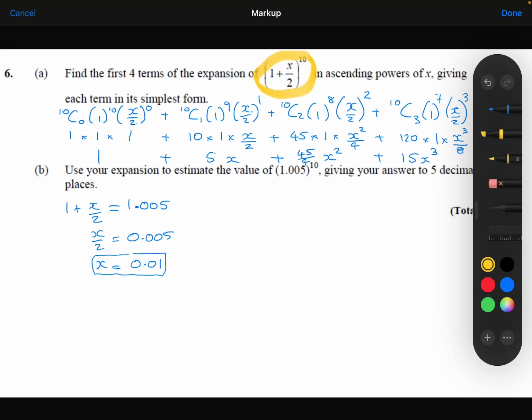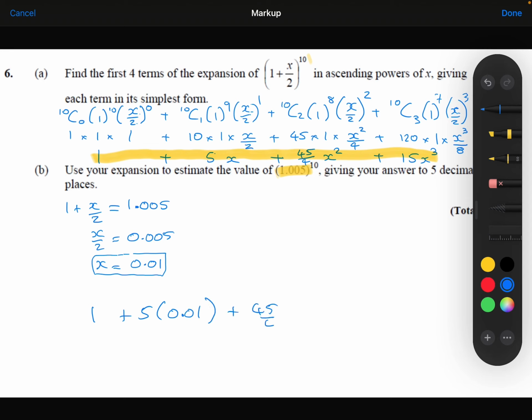So when x has this value, this will be the same thing as this. Therefore, substituting 0.01 into this expansion will give me an estimate for this. So let's do that. 1 plus 5 times 0.01 plus 45 over 4 times 0.01 squared plus 15 times 0.01 cubed.